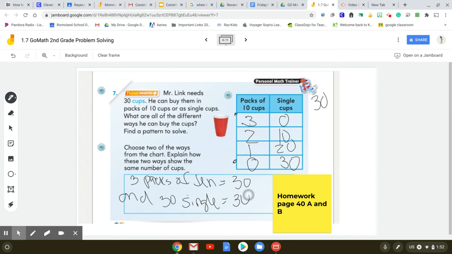Okay, your homework tonight is pages 40A and B. Remember, we're doing this lesson, so if you get stuck on something, you can look at this lesson and it will help you. Remember, we're looking for a pattern. We're taking 1 10 away and adding it to the singles. That's our pattern.